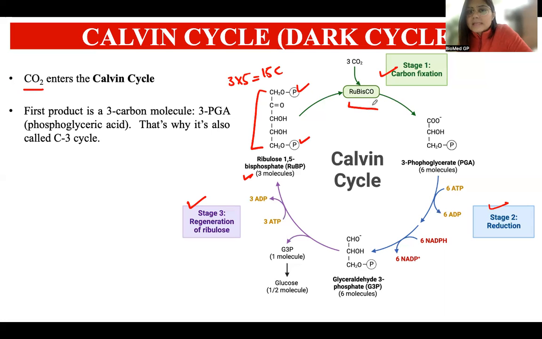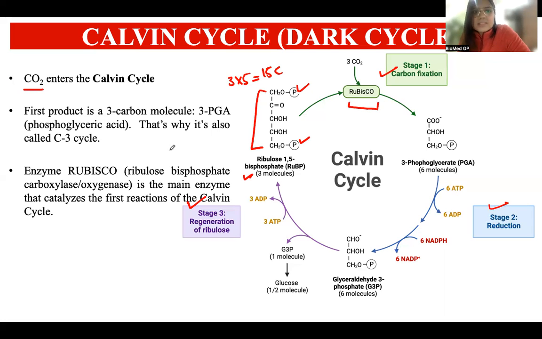Now, there is this enzyme called Rubisco, which stands for ribulose bisphosphate carboxylase oxygenase. This enzyme has dual activity, which means that it can act as a carboxylase enzyme as well as an oxygenase enzyme. Now, what do these two types of enzyme mean? Carboxylase is the enzyme that has the affinity for carbon dioxide molecule. On the other hand, oxygenase is the enzyme that has the affinity for oxygen molecule.